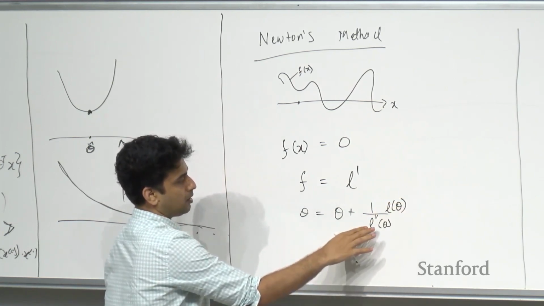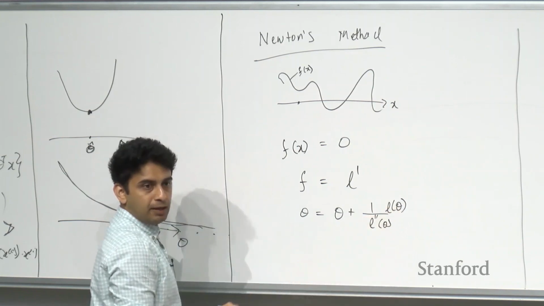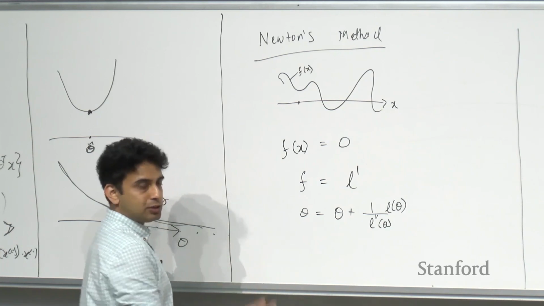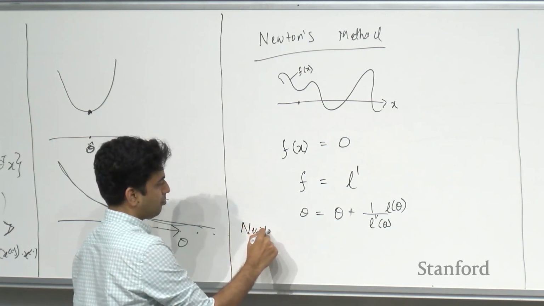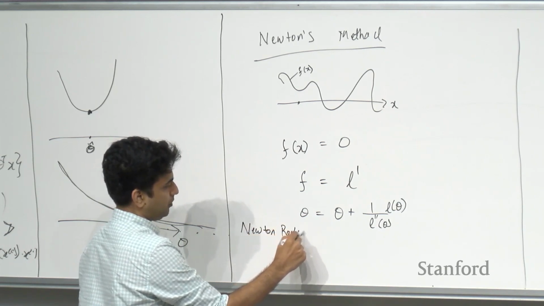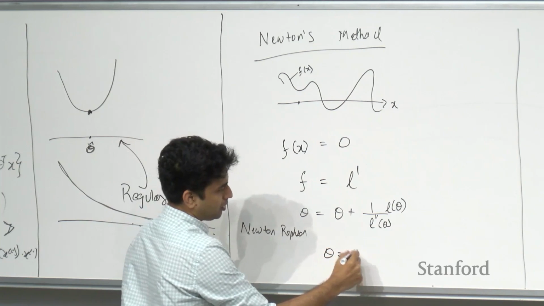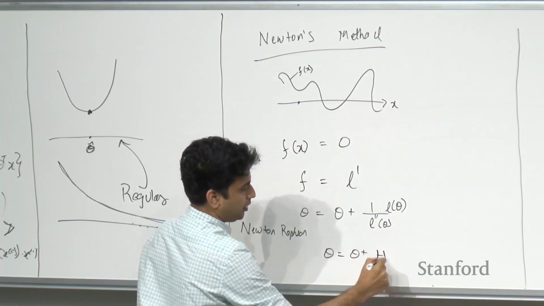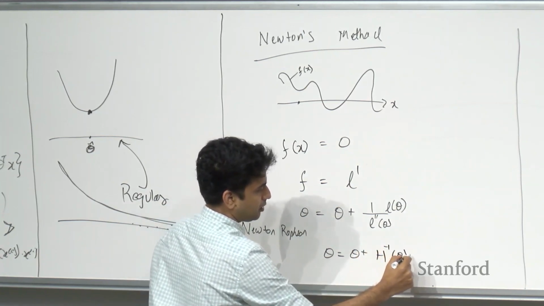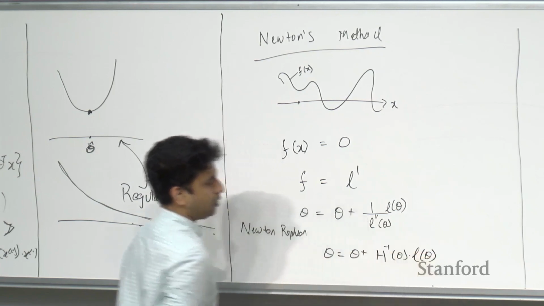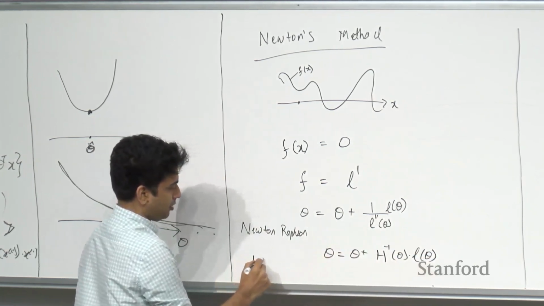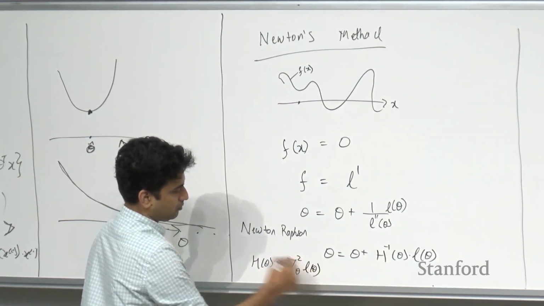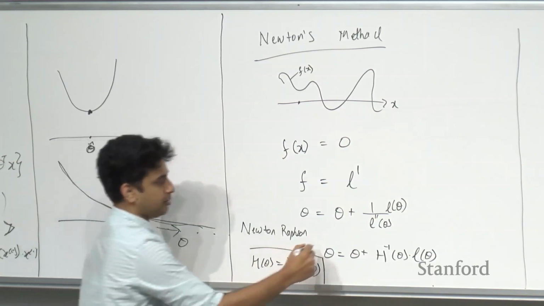if theta is scalar. In the case of vector valued inputs, there is an extension of Newton's method called the Newton-Raphson method, where the update rule is theta equals theta plus h inverse of theta times the gradient of theta, where h is the Hessian. This is the update rule.